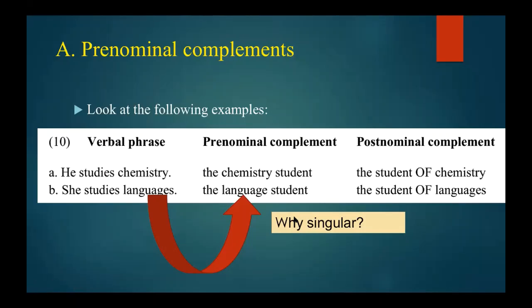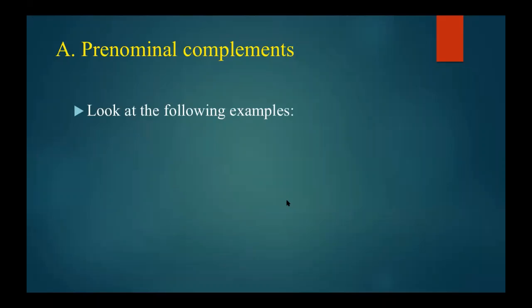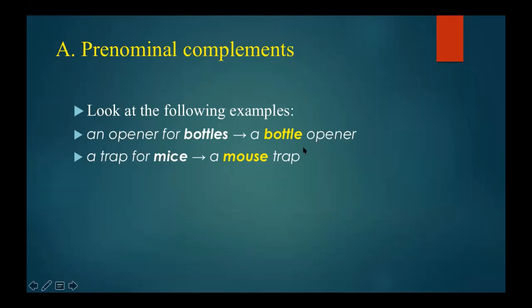Now, if you remember that we have learned chapter 2, we have other examples that are similar. So an opener for bottles, we say a bottle opener. We do not say a bottles opener. Or a trap for mice, we say a mouse trap instead of a mice trap. So you can observe this situation that the plural has been lost, and this happened in the compound. Do you remember the compound that we discussed in chapter 2? Hello, do you remember?